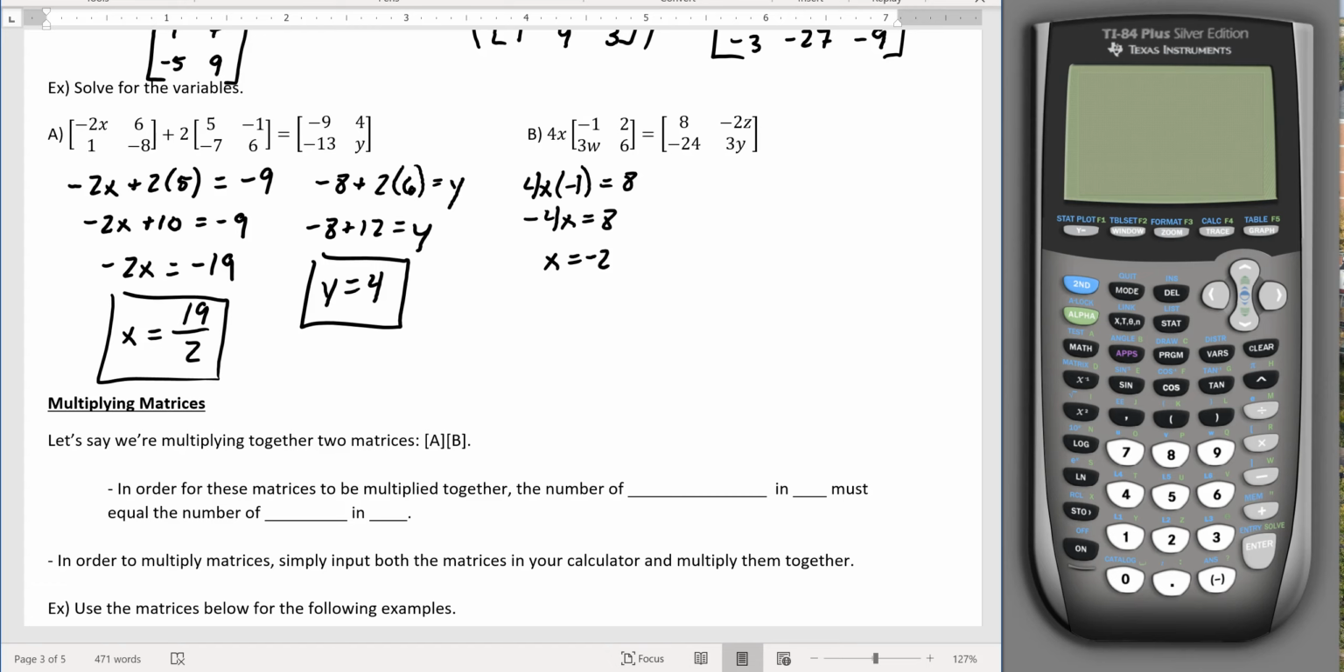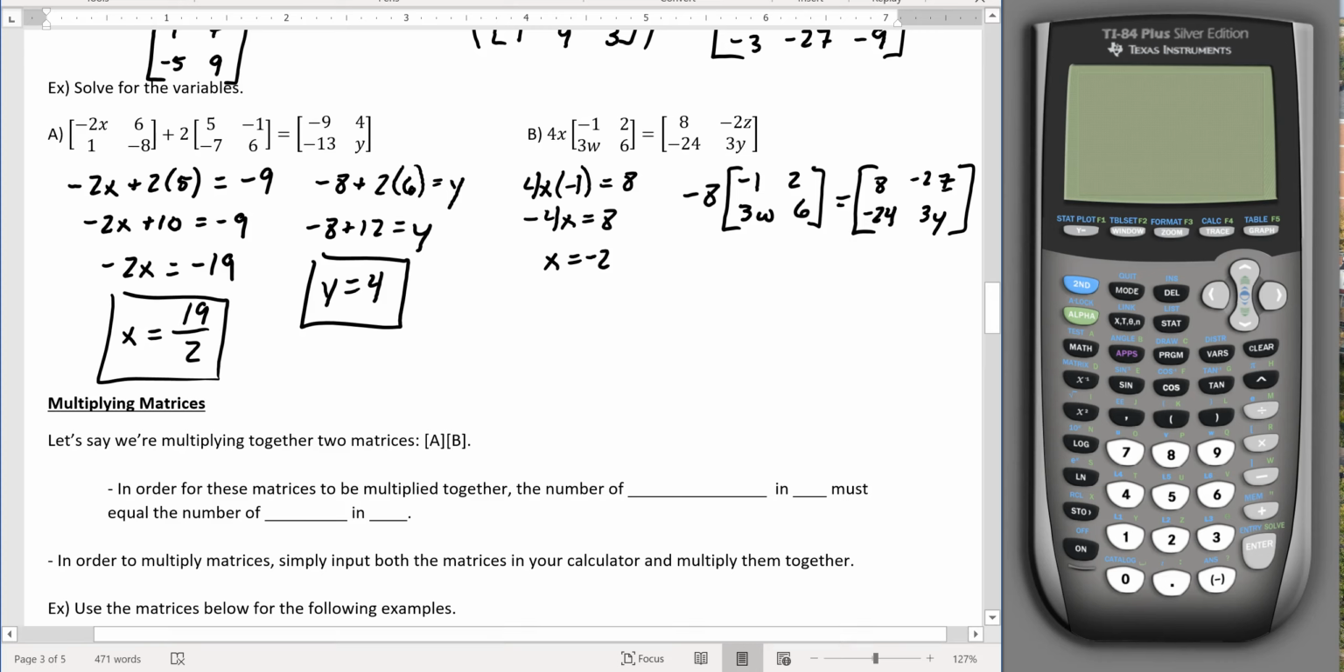So 4 times negative 2 is negative 8 times the matrix negative 1, 2, 3w, 6 equals the matrix 8, negative 2z, negative 24, and 3y. All right, from there, I'm going to let you go ahead and try to solve for w, y, and z on your own. Pause the video, and then we'll see how we do.